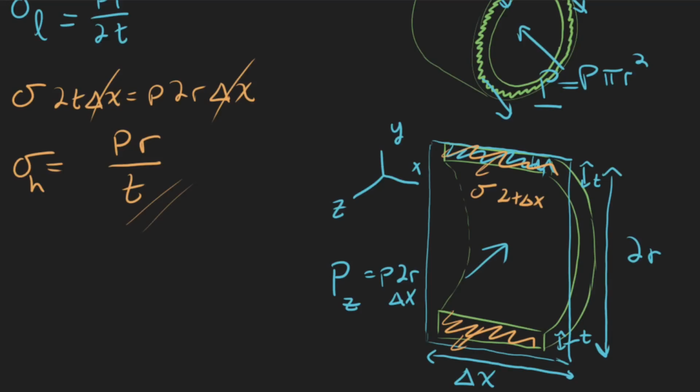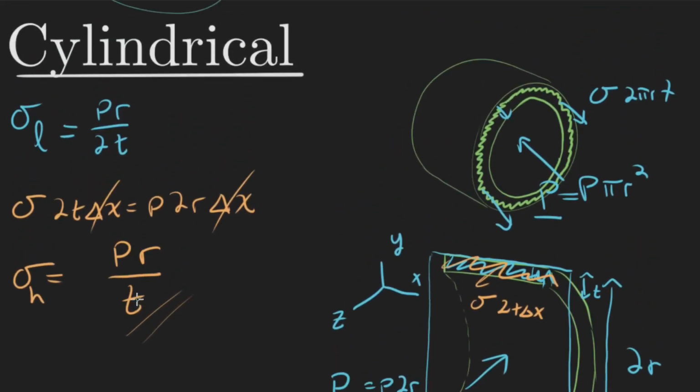So you can see that my hoop stress is going to be twice as big as my longitudinal stress, which means that as I increase the pressure, the first direction that this cylindrical vessel is going to fail in is going to be in the hoop direction. Now you could also technically have a negative pressure, and basically what would happen there is it would collapse inward. I've actually seen a video of it. It's pretty neat.